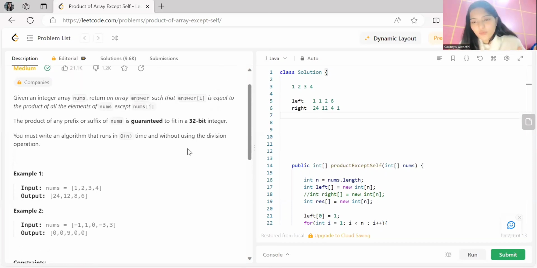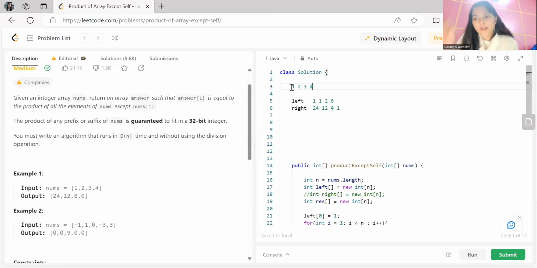So what are we supposed to do? Left array is having what? We are having 1, 2, 3, 4. So for a particular index, what is the multiplication from the left hand side up till that index, given that the product of that particular index has not been included from the left side.